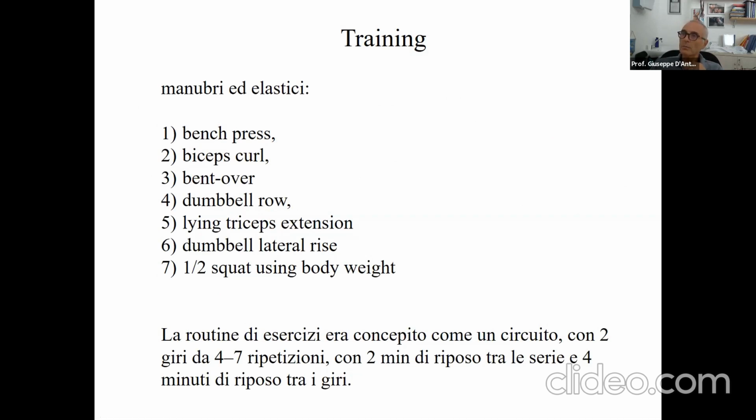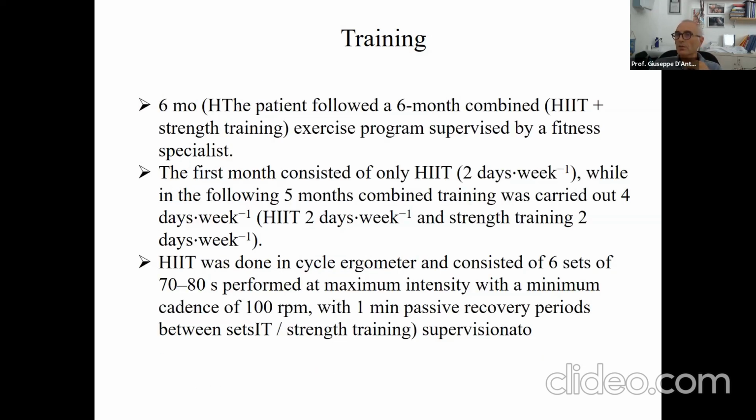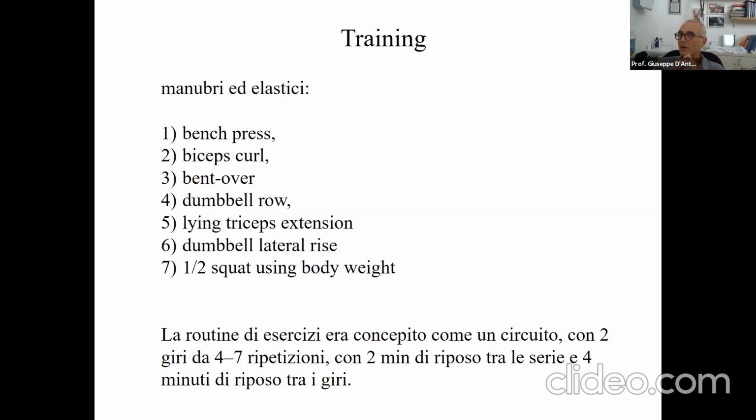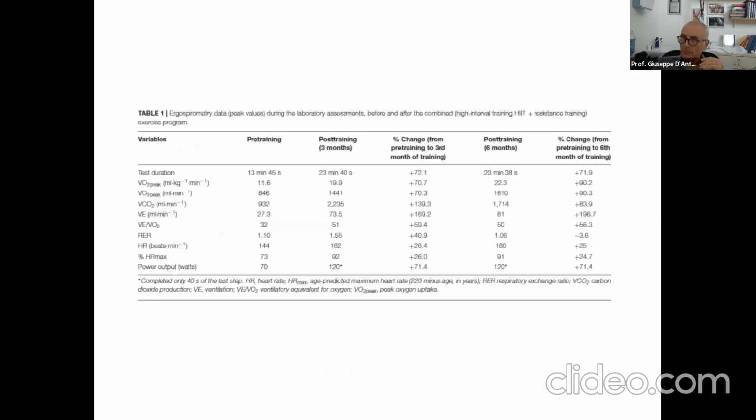These were the exercises for strength training, including bench press, bicep curl, bent over dumbbell row, line traps and extension, dumbbell lateral rise, and half squat using body weight. So also in this case, they observed a significant improvement in metabolic and functional parameters recorded with CPET in the patient. They also observed an increase in VO2 peak, heart rate max, and power output at the end of treatment.